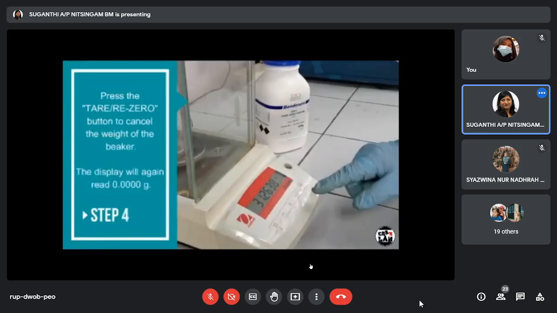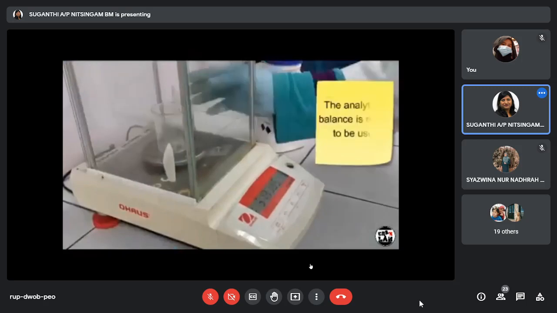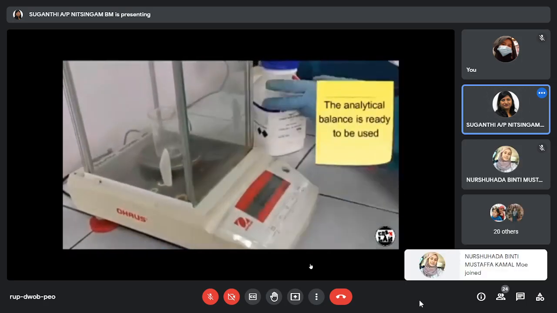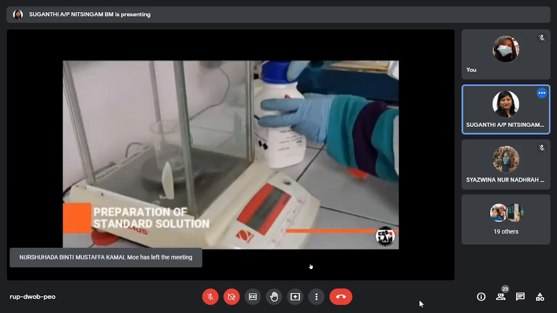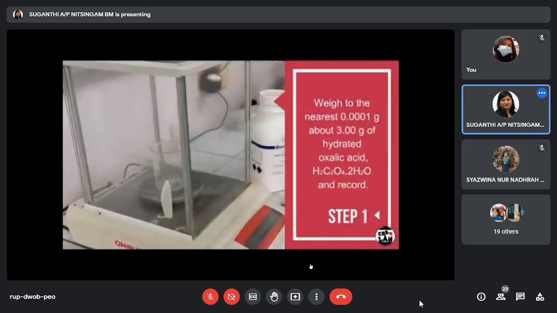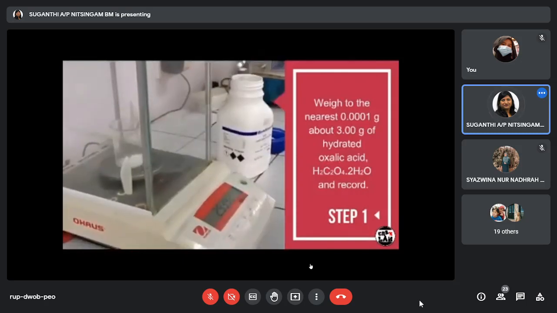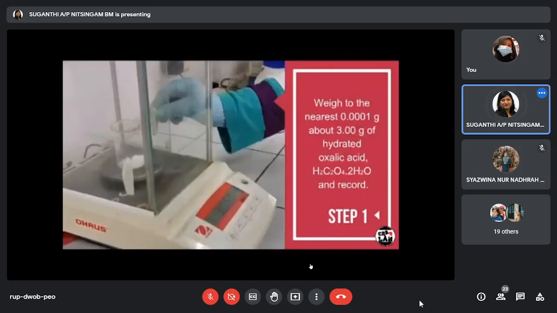press the tab, this blue button cancel the width of the bit. The display will appear with 0.0000 gram. The analytical balance is ready to proceed preparation of standard solution. Step 1. Read the level 0.0001 about 3.00 of height, approximately and equal.